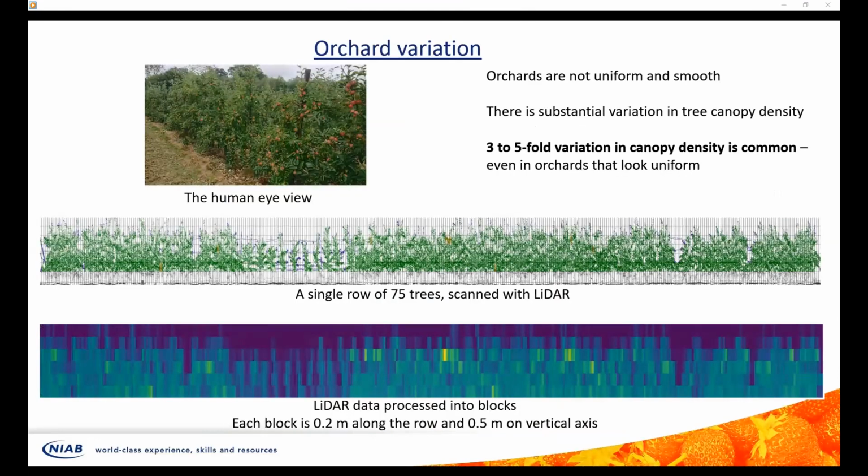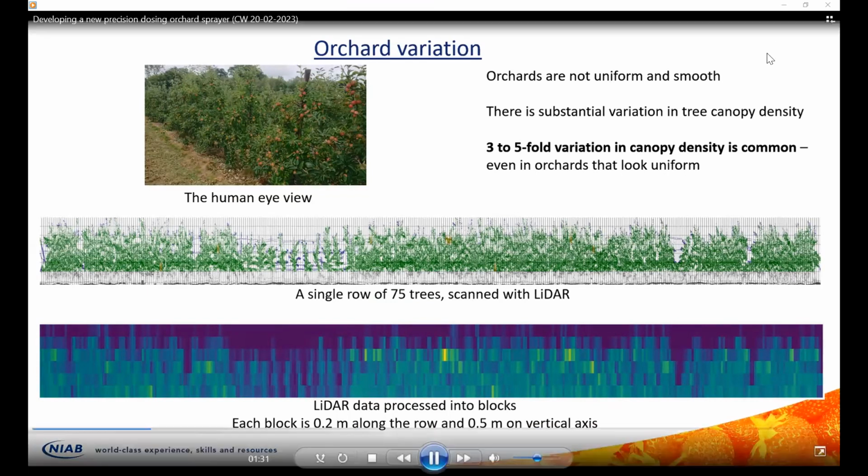Before we get onto the variable rate spraying, I want to just show how variable orchards are. A well-maintained orchard may appear nice and uniform to the human eye, but it definitely isn't. There is substantial variation in many aspects of the crop, particularly in canopy density. A LiDAR device can be used to measure the canopy structure and density. And in the middle image here, you can see an example of a tree row scanned by LiDAR. This data can then be processed to create a grid of canopy density values, which you can see in the bottom image.